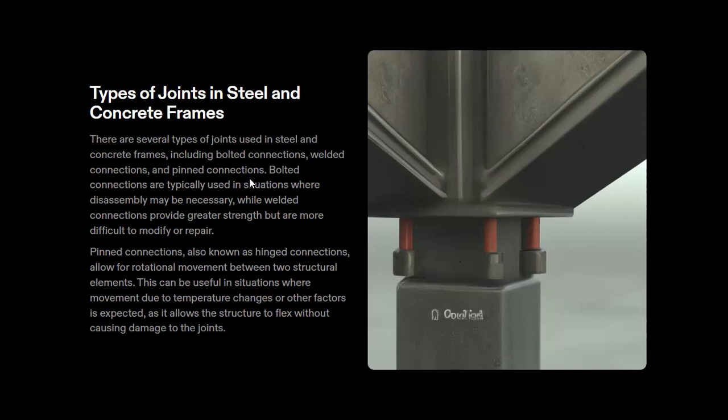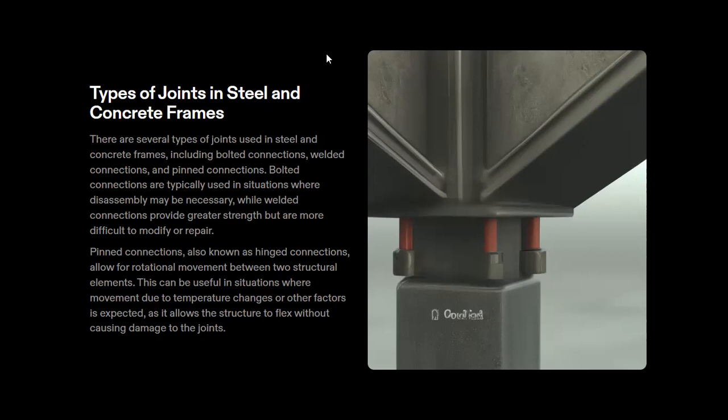Bolted connections are typically used in situations where disassembly may be necessary, while welded connections provide greater strength but are more difficult to modify or repair. Pinned connections, also known as hinge connections, allow for rotational movement between two structural elements. This can be useful where movement due to temperature changes or other factors is expected, as it allows the structure to flex without causing damage to the joints.